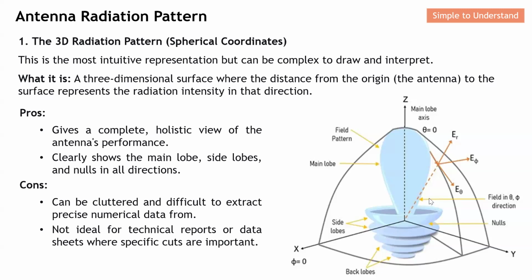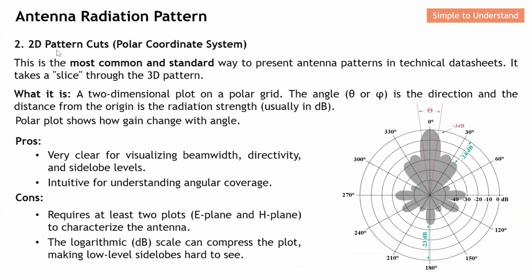From here, we can see how directive the antenna is. However, extracting precise numerical performance may be very challenging. Therefore, we transform the 3D pattern into a 2D pattern cut. There are two types. Let's come to the polar coordinate system first.